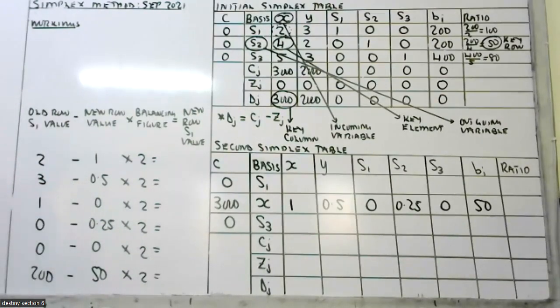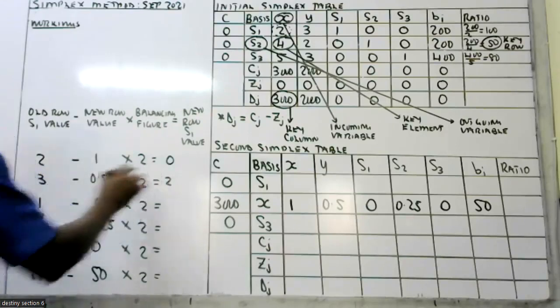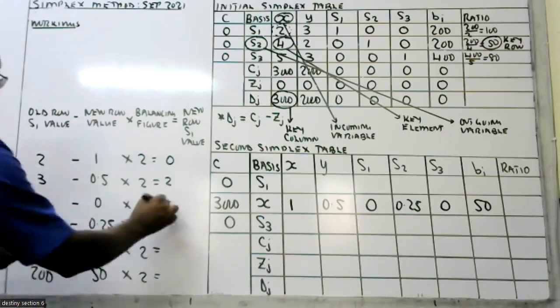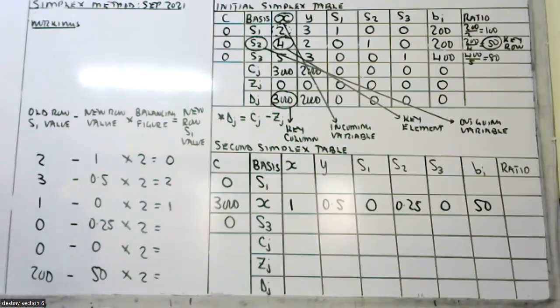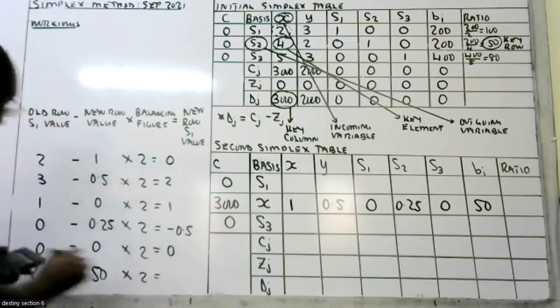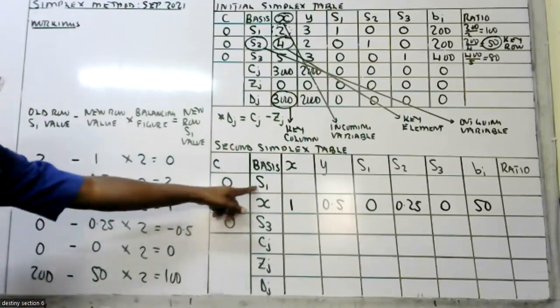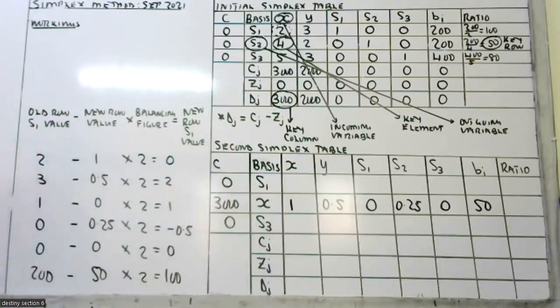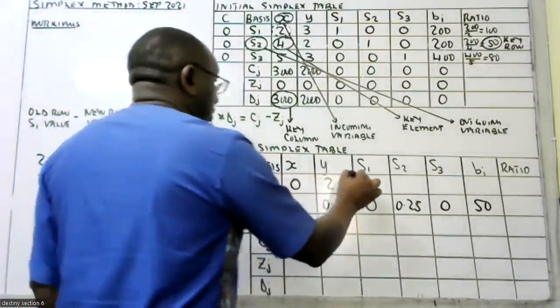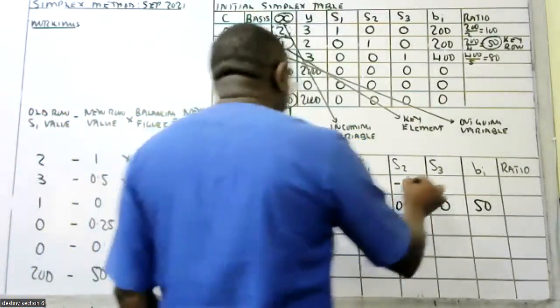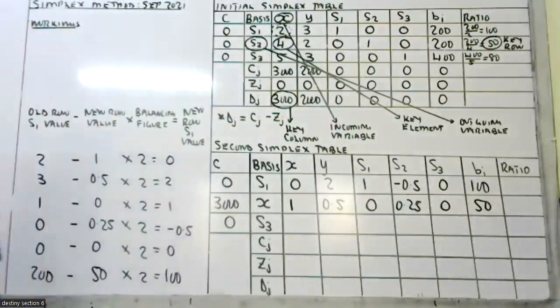Now, you take these values as they are and you put them in the calc. So I will say 2 minus 1 times 2 equals 0. I have 3 minus 0.5 times 2 equals 2. 1 minus 0 times 2 equals 1. 0 minus 0.25 times 2 is negative 0.5. 0 minus 0 times 2 is 0. 200 minus 50 times 2 is 100. So those values, we record them here. So this is 0, this is 2, this is 1, this is minus 0.5, this is 0, and that is the 100.